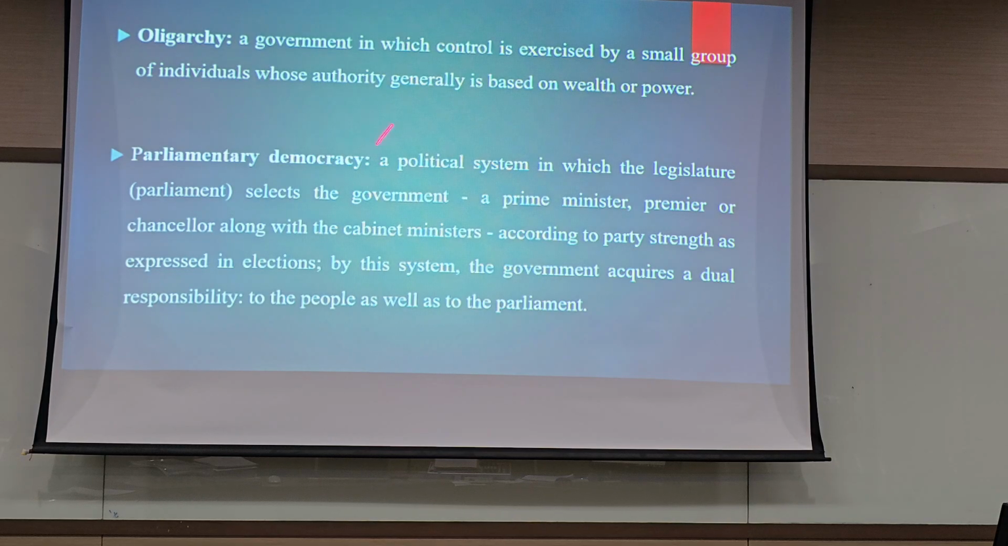So, rightly put, a government in which control is exercised by a small group of individuals whose authority is generally based on wealth or power. They just use money, scatter every delegate. Do you remember how the election of Tinubu was done during the primary election? Delegate.